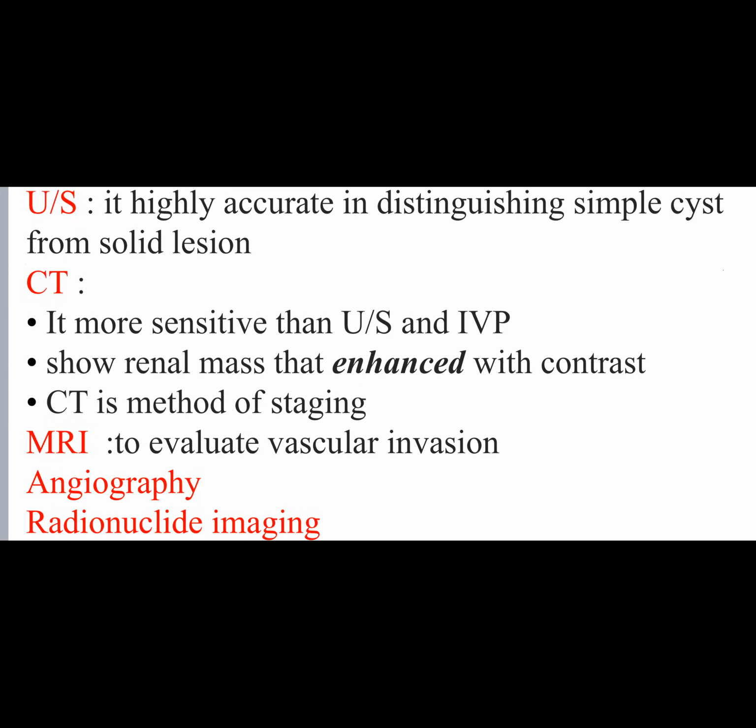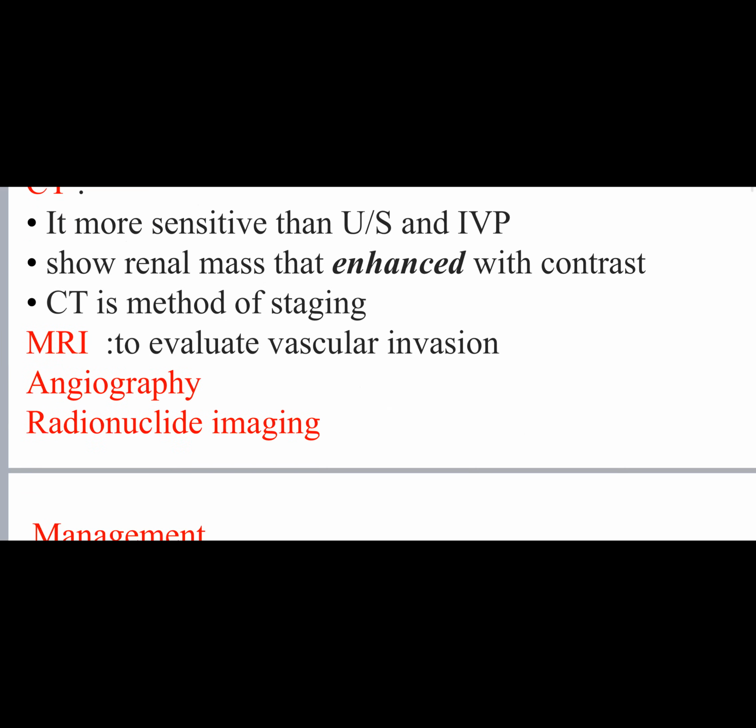CT is a method of staging. MRI is used to evaluate vascular invasion. So when we suspect there is an invasion of the renal vein or the inferior vena cava, there is importance for the use of MRI. And angiography is also important to identify the vascular involvement, and also the radionuclide imaging.